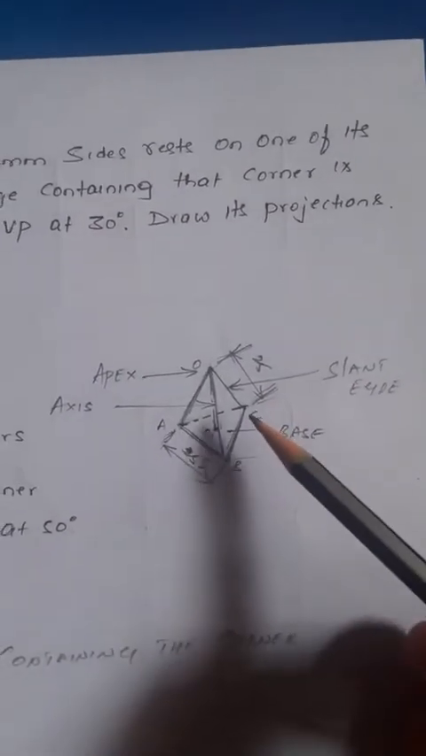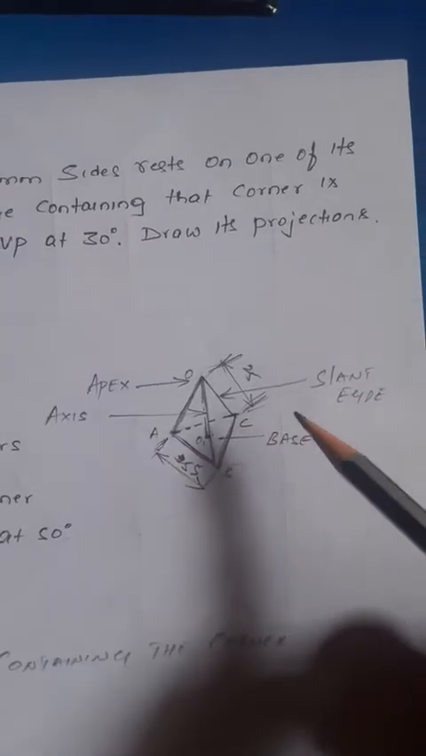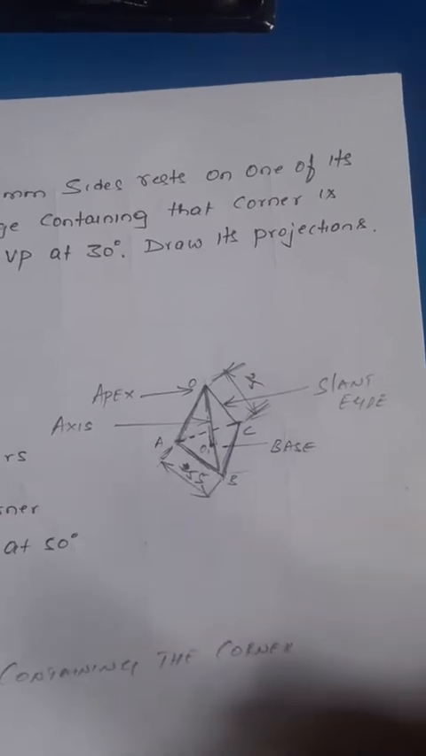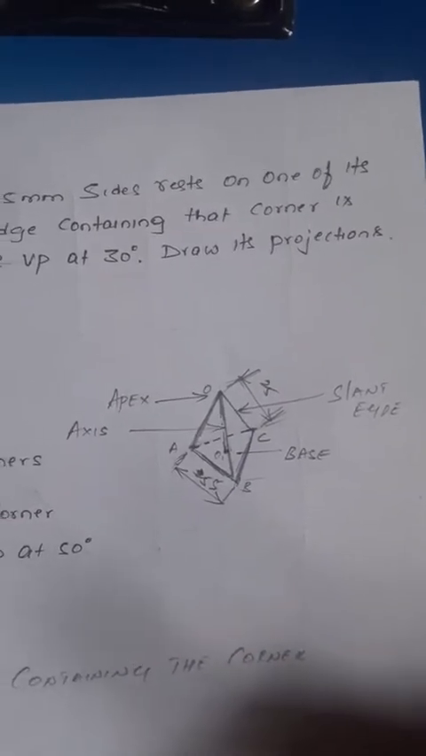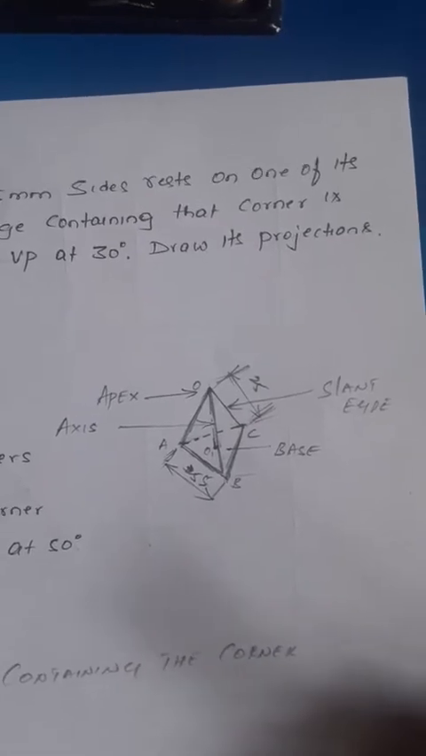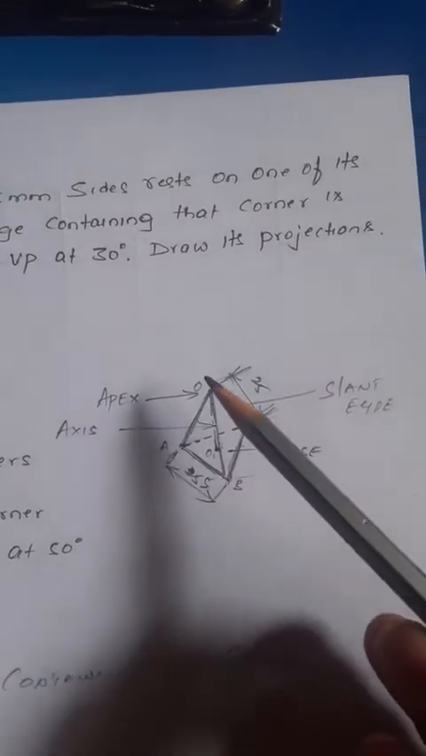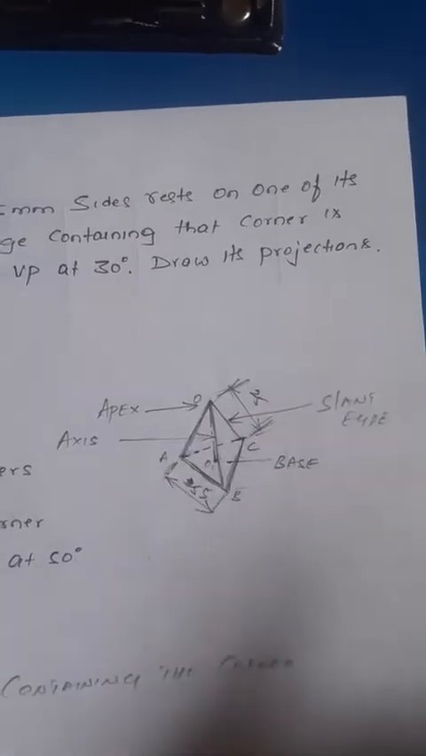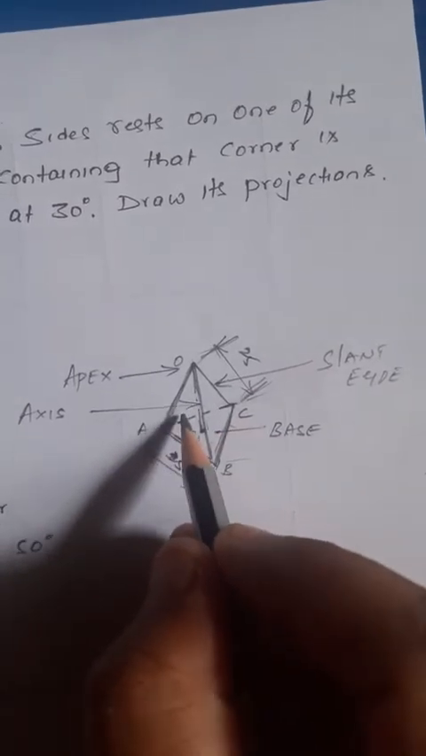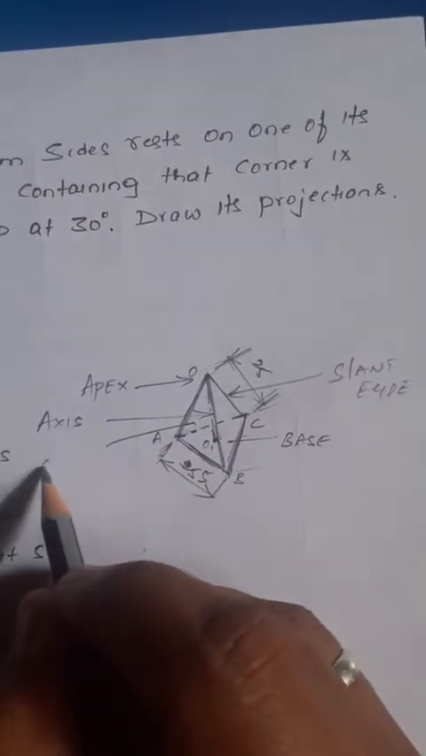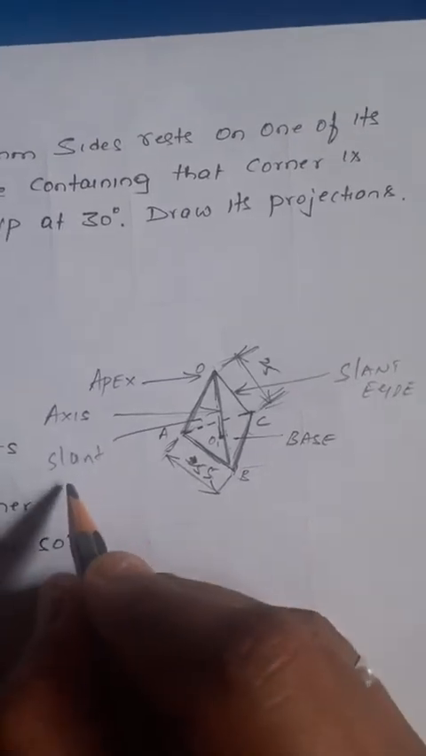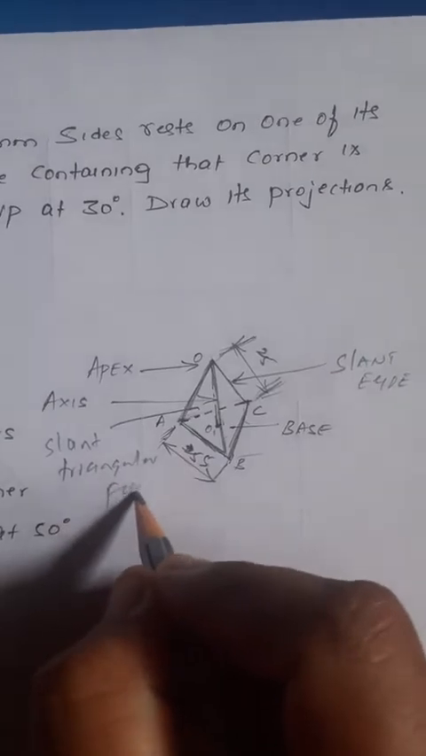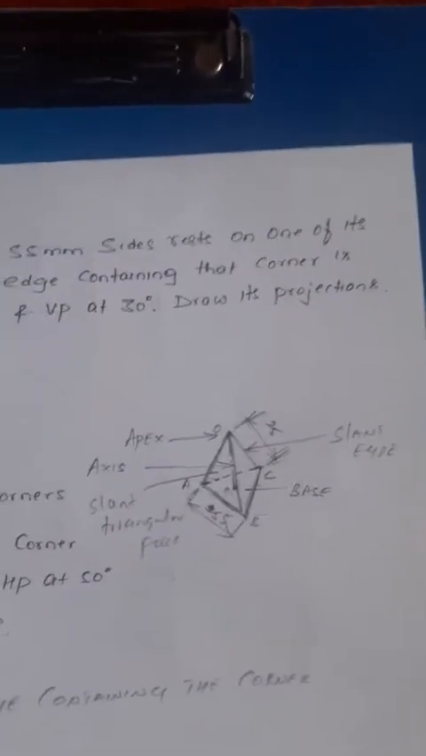How many faces does it have? Sorry, 4 equilateral triangular faces. That is called a tetrahedron. It has a base, apex, the axis, the slant edges, and slant triangular faces also. Okay, that is called a tetrahedron.